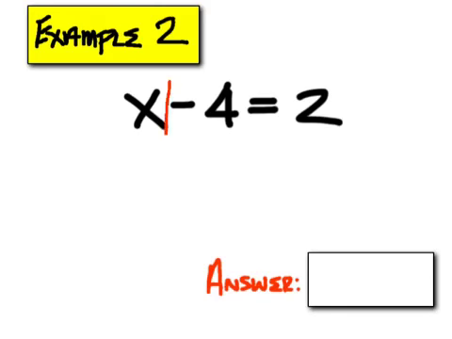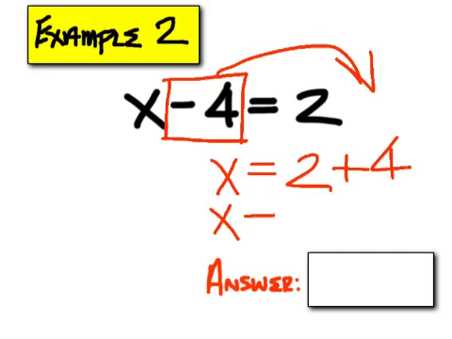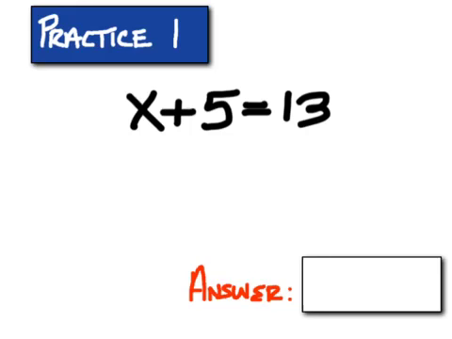And in example 2, you do the same thing. Move this away from the x to the other side. Do the opposite, which is plus 4. Answer is 6. Bring this up and drop it off.